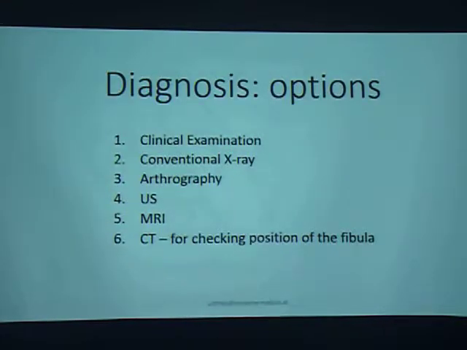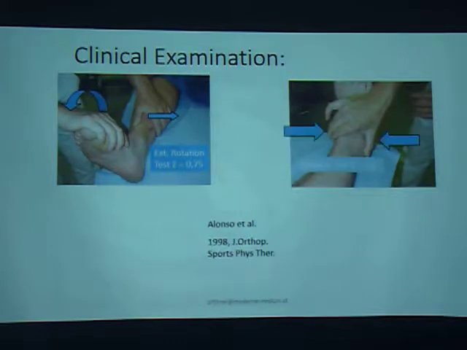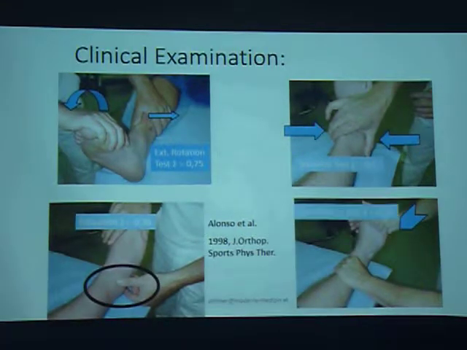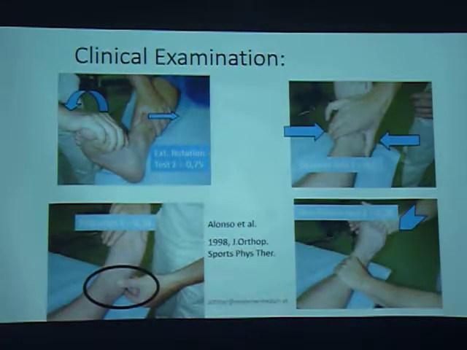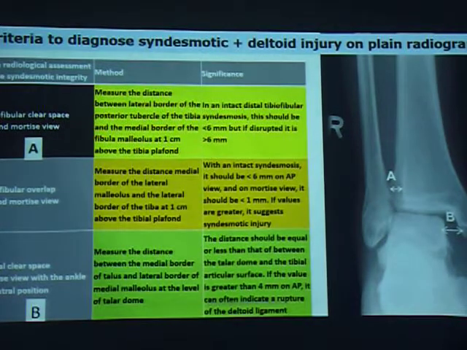For the diagnosis, what is the best? Clinic, conventional X-ray, arthrography, and so on. For the clinical examination, you see the external rotation test. There's a current of 75%, increase 50%, palpation 26%. You see, the clinical diagnosis is only a suspicion, but it doesn't make it true.